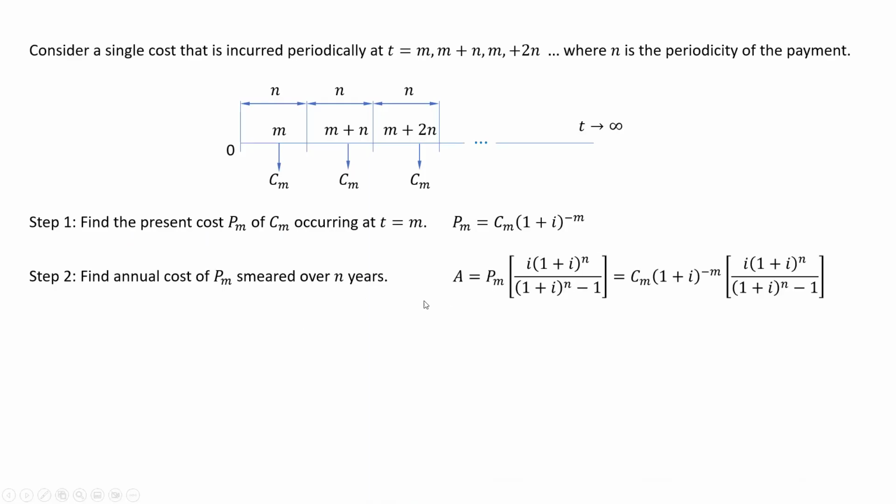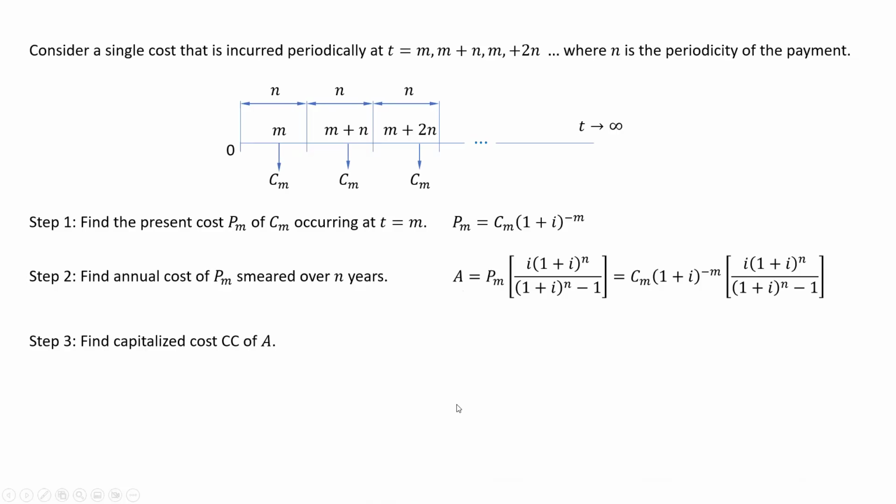over n years. That means you take this guy and find what A would be of this present value P sub m, multiply that by I times 1 plus I to the n over 1 plus I to the n minus 1, and I'm just plugging and chugging. For P sub m, I'm plugging C sub m times 1 plus I to the negative m. And now we know that A would be the payments for every year all the way as t approaches infinity.